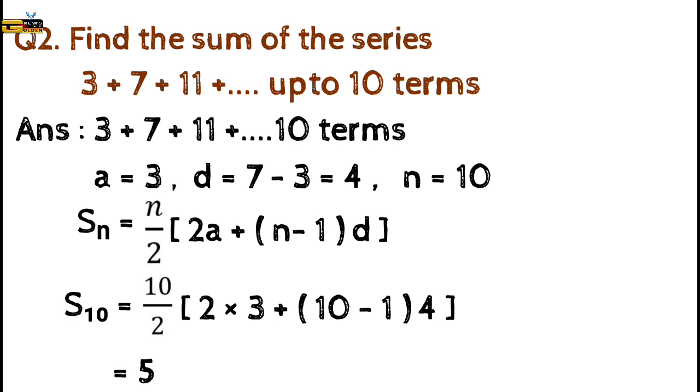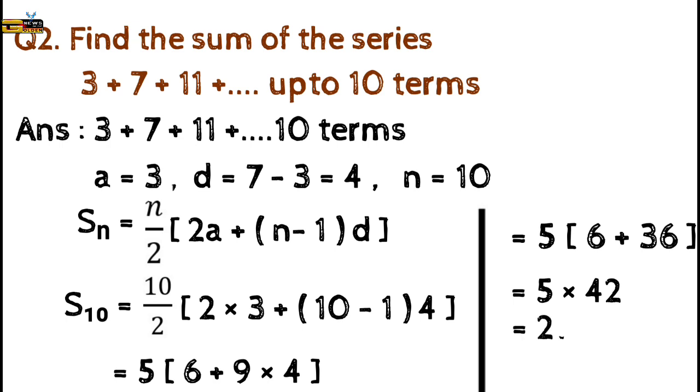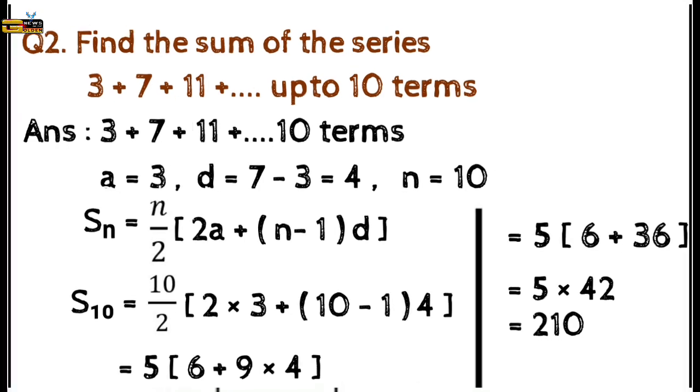By simplifying, we get 5 into (2 times 3 is 6, plus 9 into 4). 9 fours are 36, so this is 5 into (6 plus 36), which is 5 into 42, which is 210.